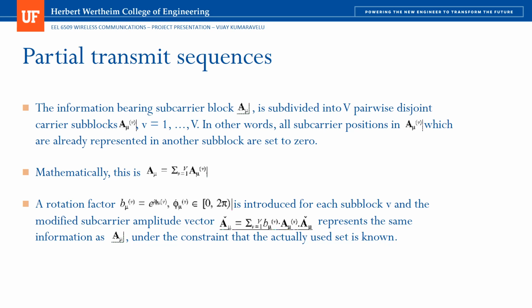Now remember, A mu is just one of the subcarriers in OFDM. There are many subcarriers in an OFDM system. So each subcarrier is then divided into many subblocks as shown here. Then we introduce the rotation factor b mu of v. Now we rotate each subblock in such a way that we get a modified amplitude vector A mu cap. Now what is the purpose of doing this? We eventually end up with the same information as A mu, but we have control over the information set, and we know what the information set is that is used in our project.